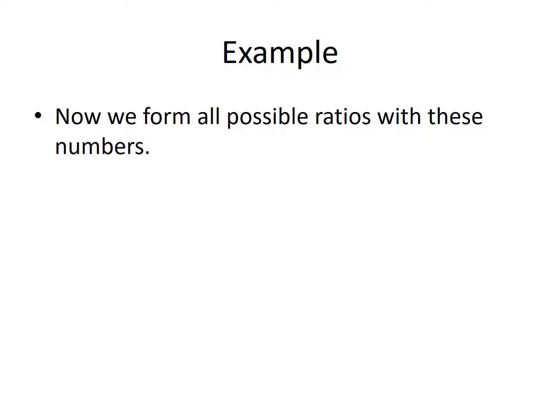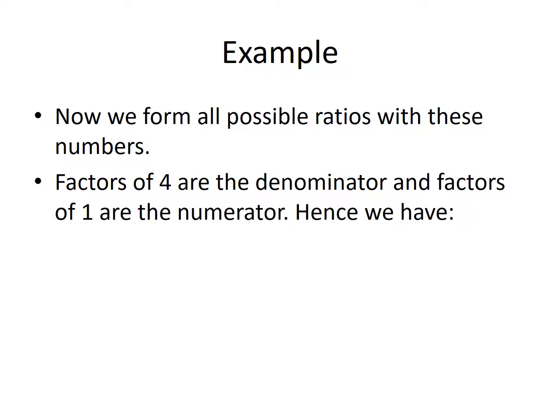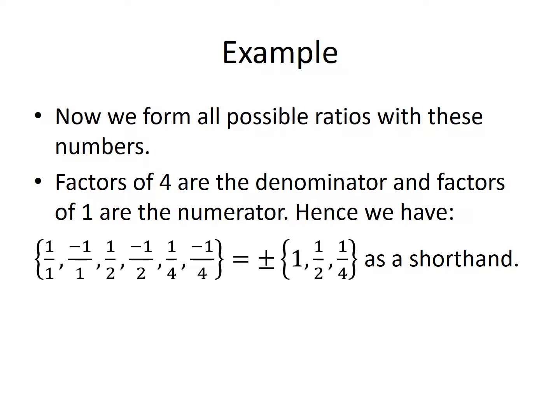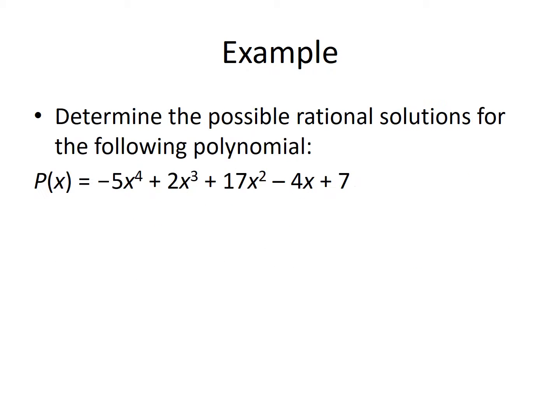Now we form all possible ratios with these numbers. Factors of 4 are the denominator, and factors of 1 are the numerators. So we have this list of values: 1 over 1, negative 1 over 1, 1 over 2, negative 1 over 2, 1 over 4, and negative 1 over 4. And we may shorten this list up a little bit by saying 1, 1/2, and 1/4, with a plus or minus on the outside of the curly braces. And this is merely a shorthand to describe all the possible solutions for this application.